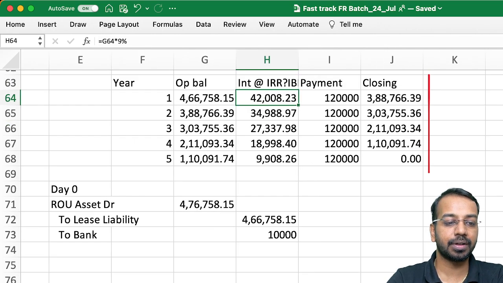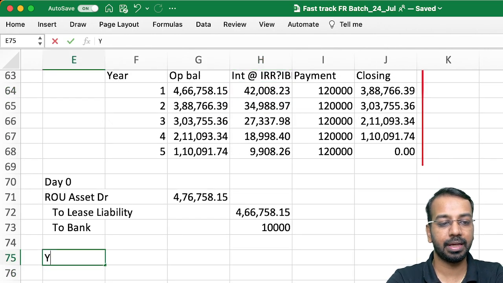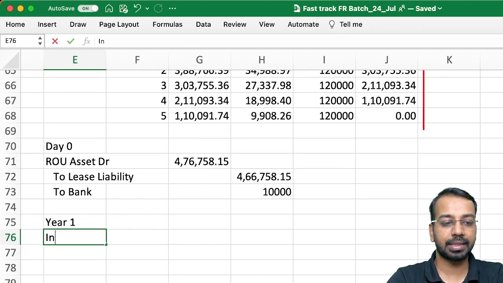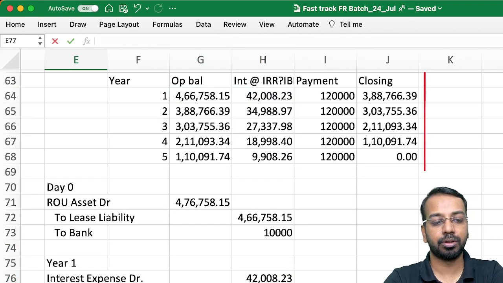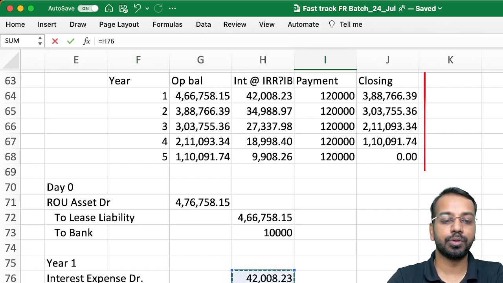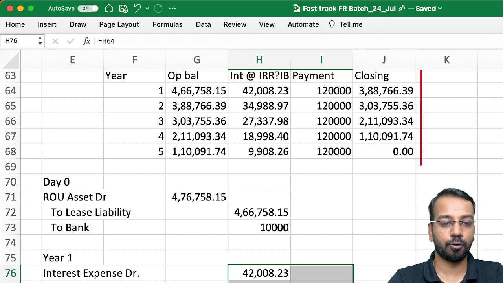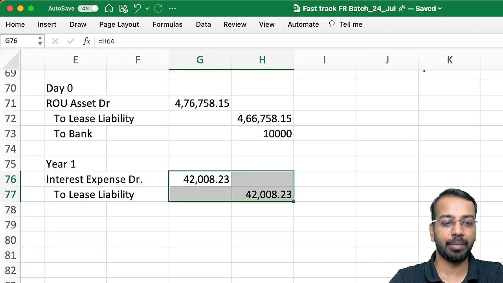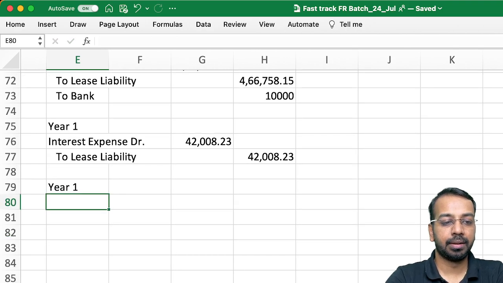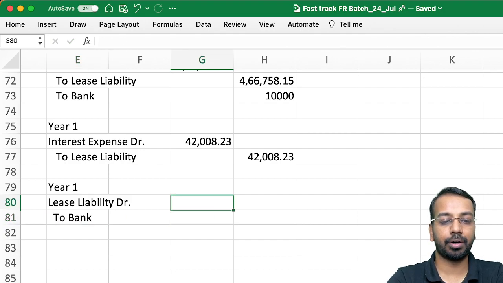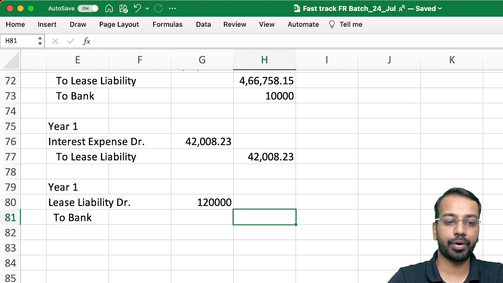So at the end of the first year, you would say, year 1, interest expense debit 42,008 to lease liability 42,008. Okay, so that is the first entry. Then when you make the payment, you would say lease liability debit to bank 120,123.